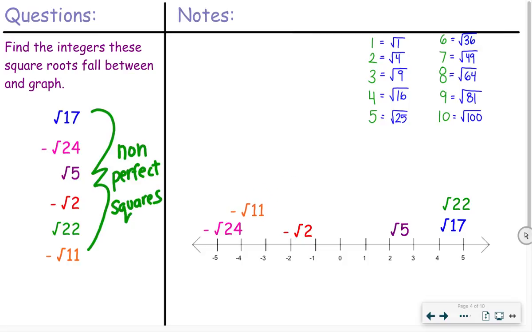Put that one up above there so that it's not covering up the negative square root of 24. All right, so that is how you place non-perfect square roots onto a number line.